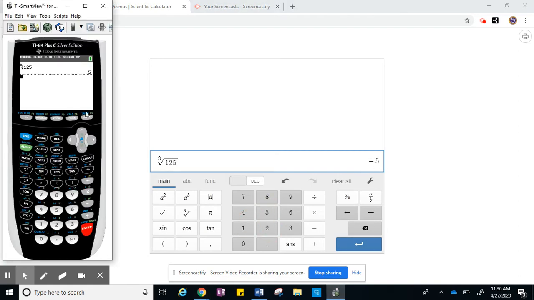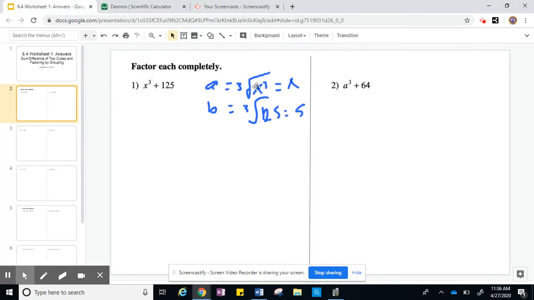So that's first way. Second way, if you have your TI-84, and you hit the math button right here. The fourth option is the cube root. So you can press number 4 or you can scroll down. That brings you to this. Type in 125, enter, and answer is 5. So that's two ways to find that. So then we go back here. We figured out cube root of 125 is 5.